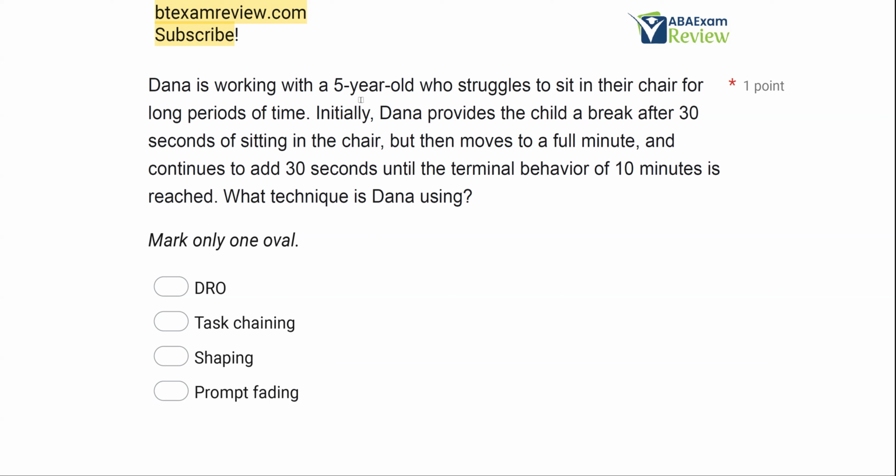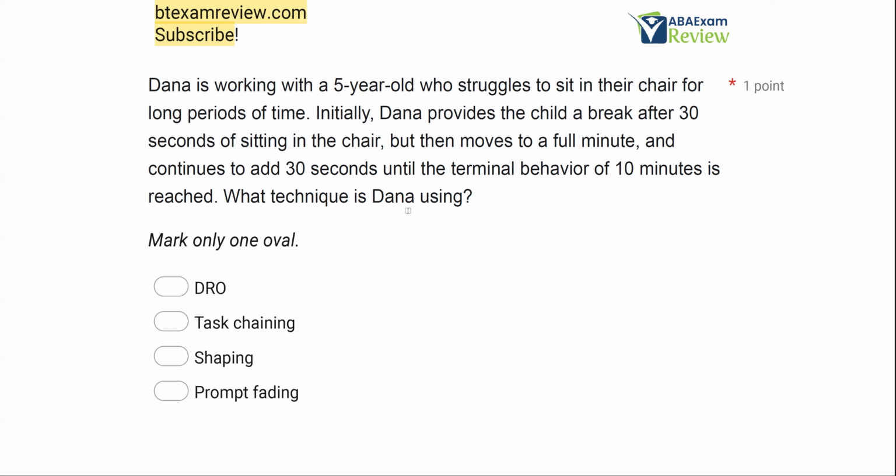Dana is working with a 5-year-old who struggles to sit in their chair for long periods of time. Initially, Dana provides the child a break after 30 seconds of sitting in the chair, but then moves to a full minute and continues to add 30 seconds until the terminal behavior of 10 minutes is reached. What technique is Dana using?